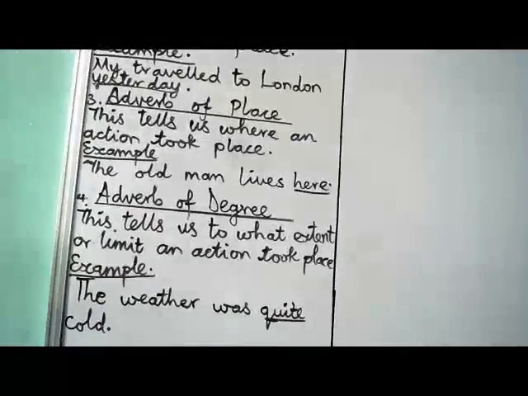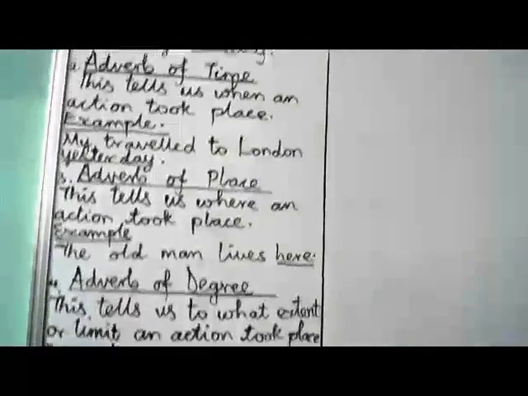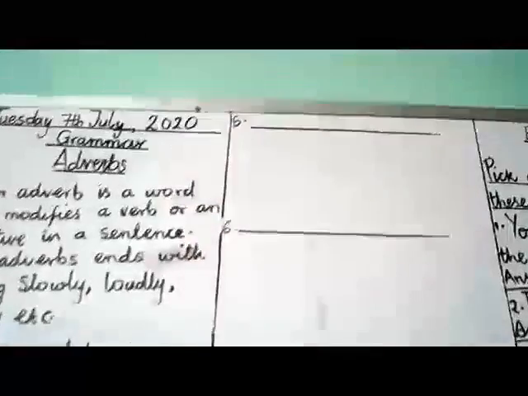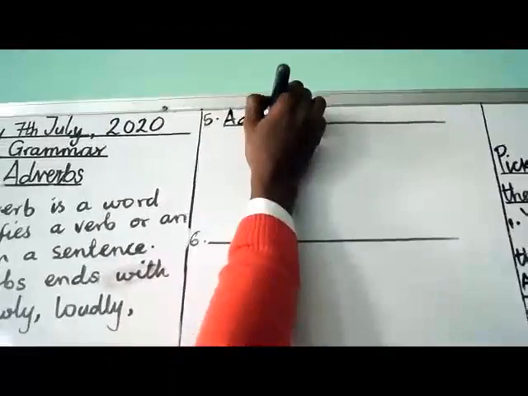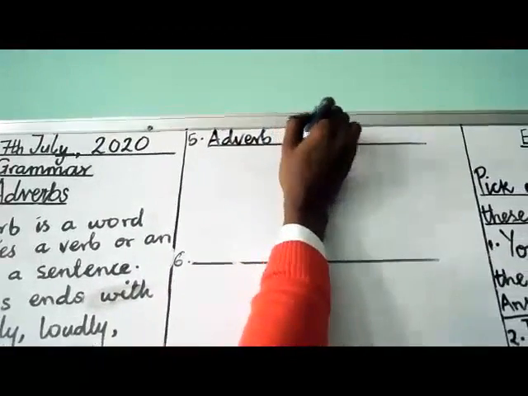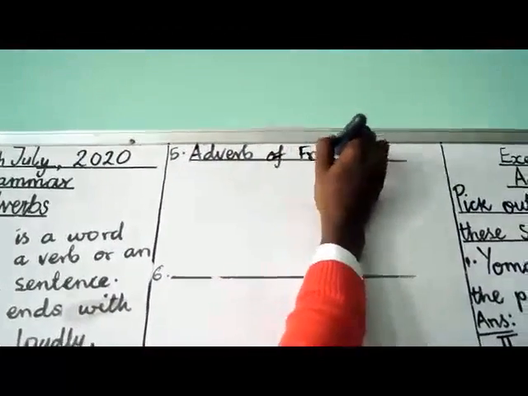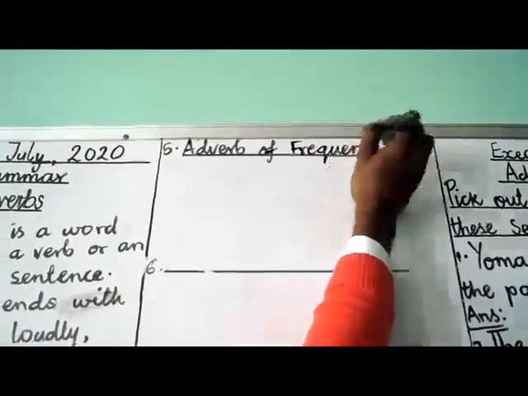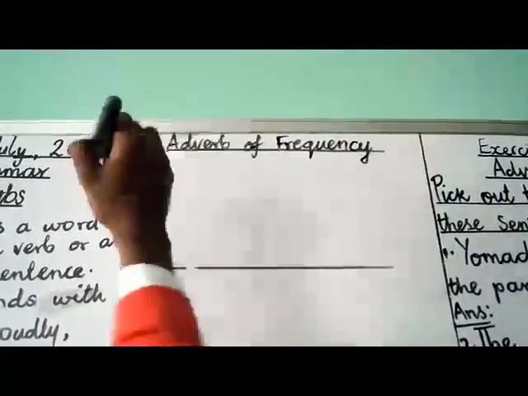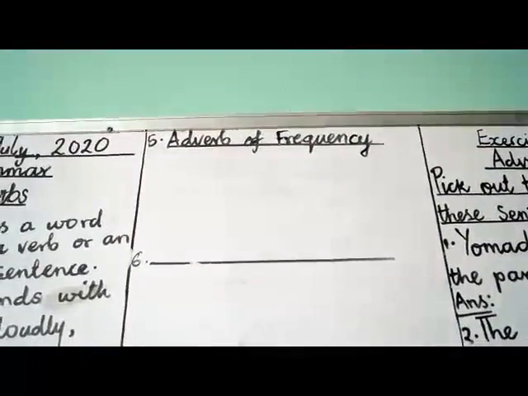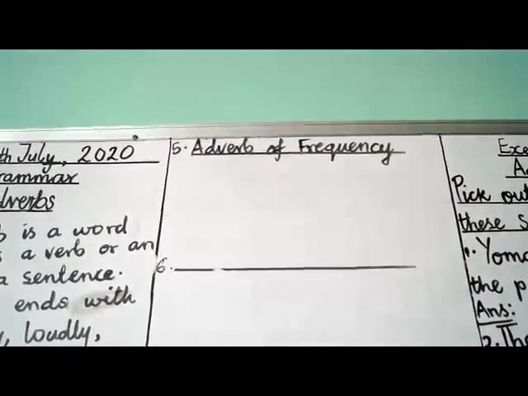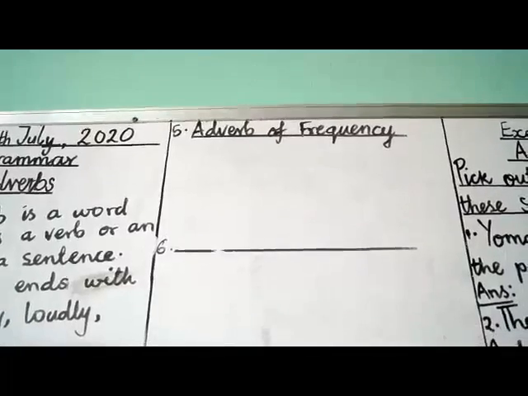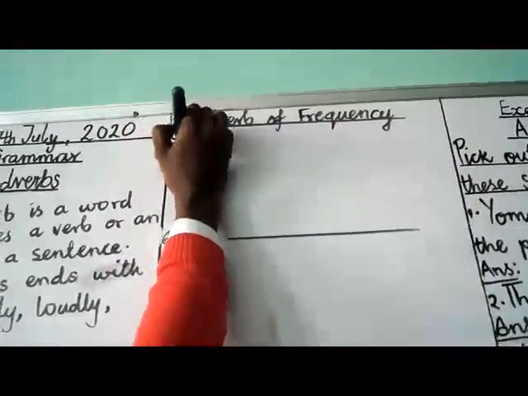Then we move on to the fifth type of adverb, which is what? The adverb of frequency. The adverb of frequency tells us how many times an action took place.